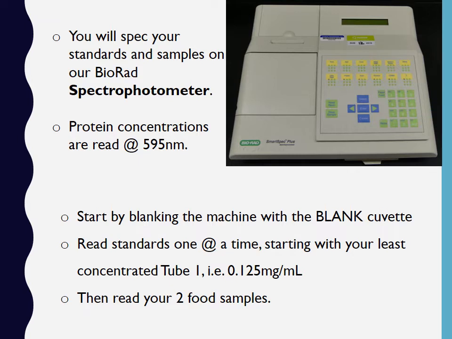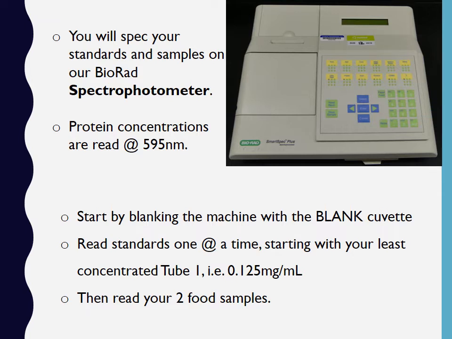After you have read all of your BSA standards, then you can go ahead and spec each of your 2 food samples. Do not blank the machine in between reading your standards and your samples. As soon as you have read your last BSA standard, you go right into reading your food samples. You do not need to blank the machine again.